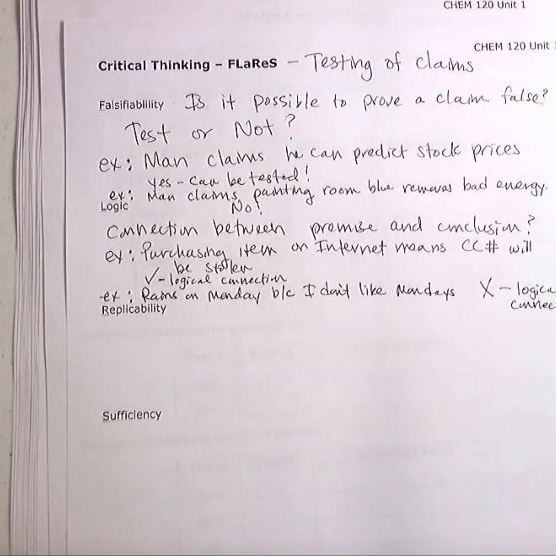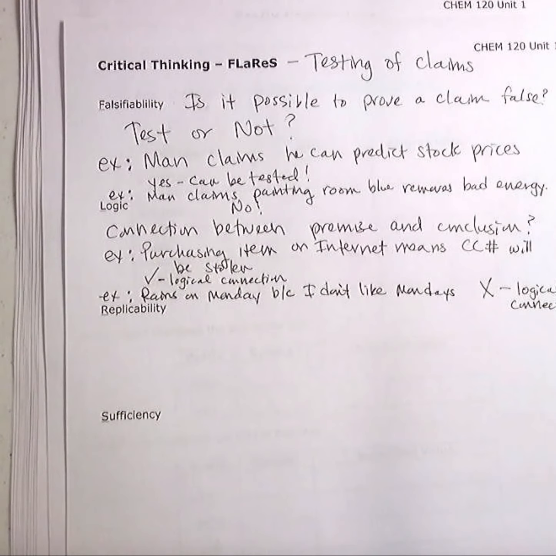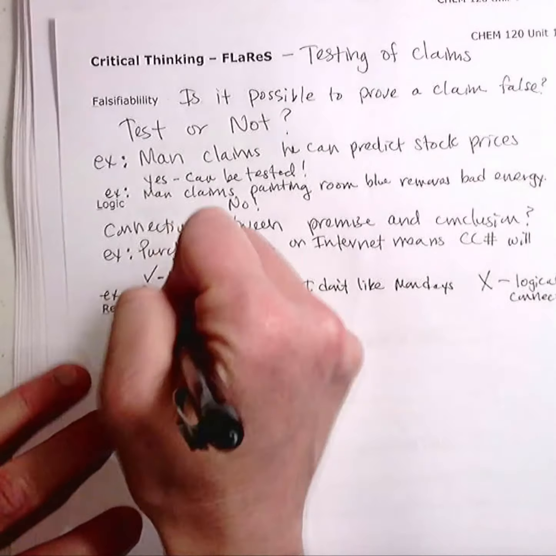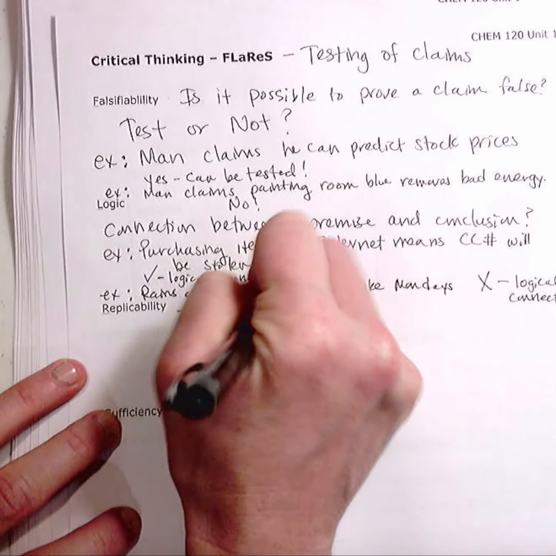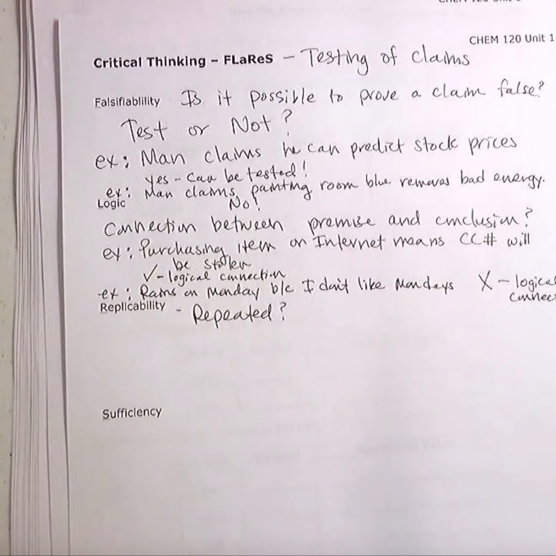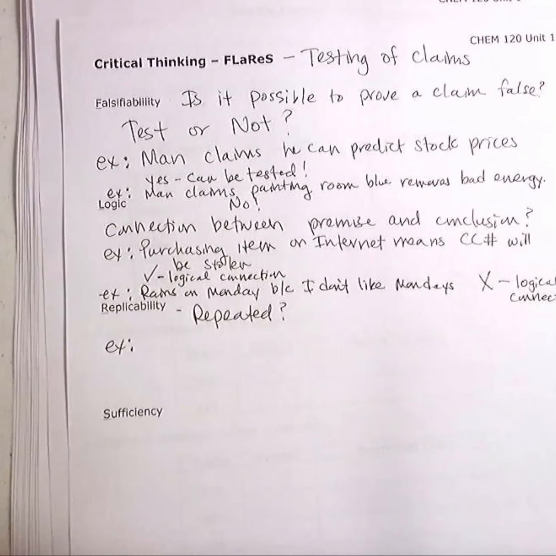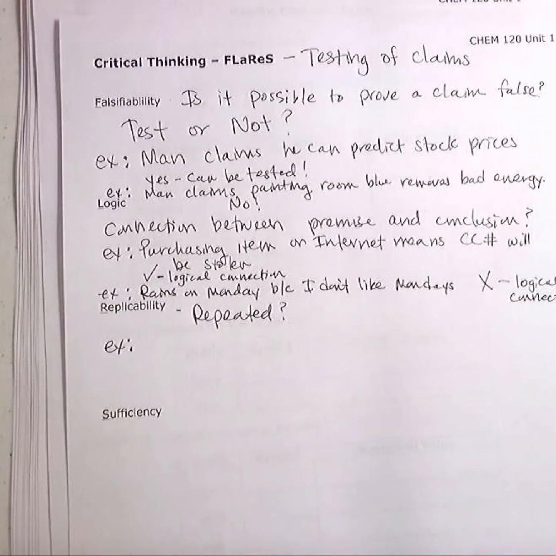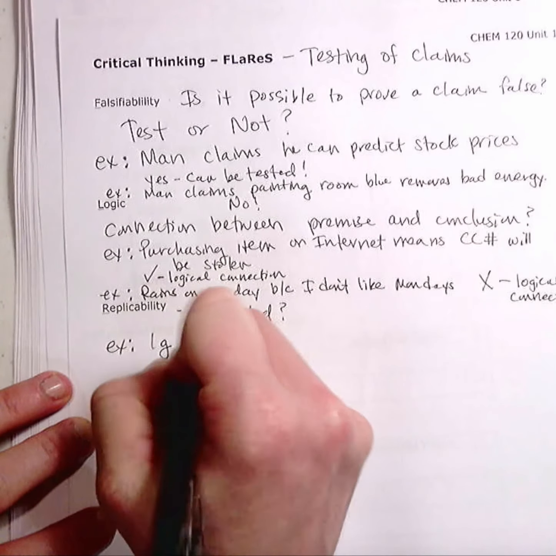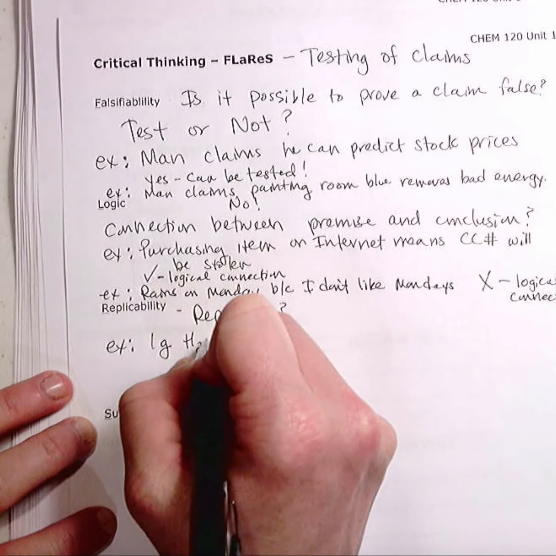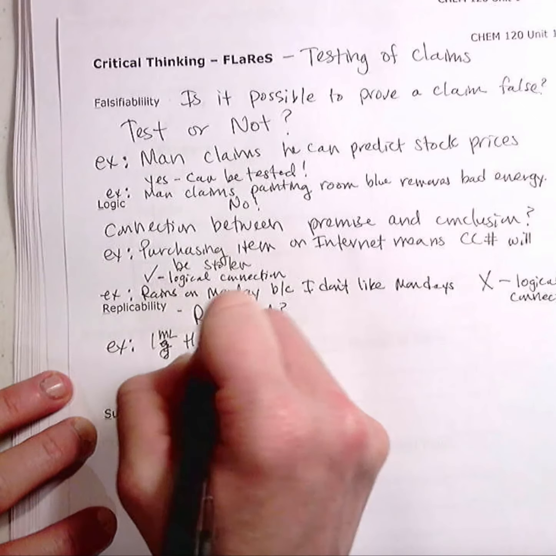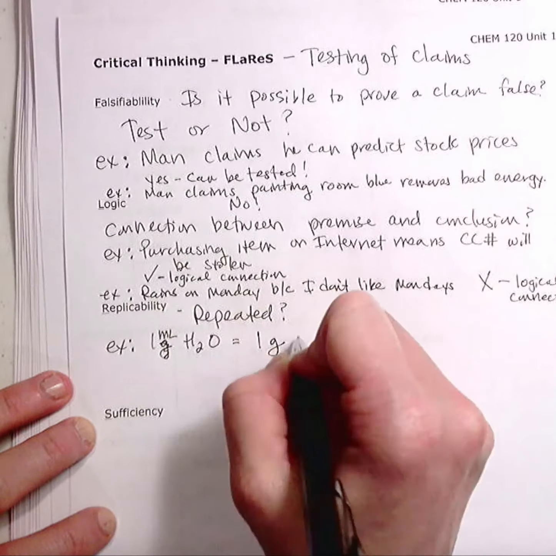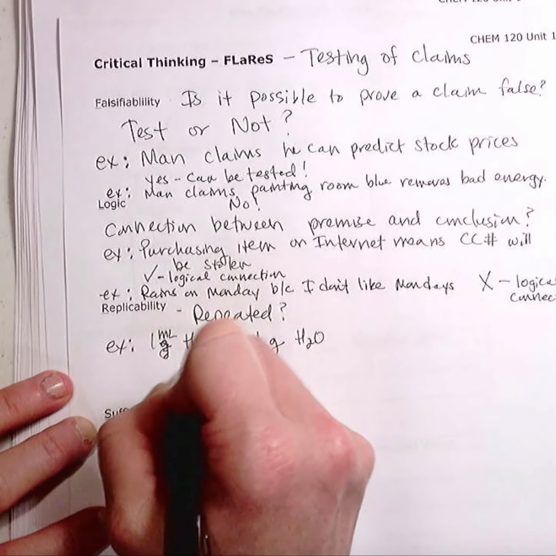Okay. All right. Replicability. Can the experiment or evidence for the claim be repeated, or is it a one-time coincidence? Can it be repeated? Okay. Example. 1 ml of pure water has a mass of 1 gram. This is straightforward to check using a balance or scale, and has been done many times. So 1 ml of water equals 1 gram. Yes, it can be repeated.